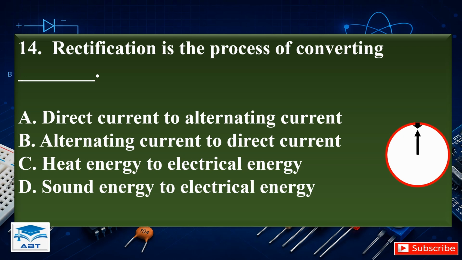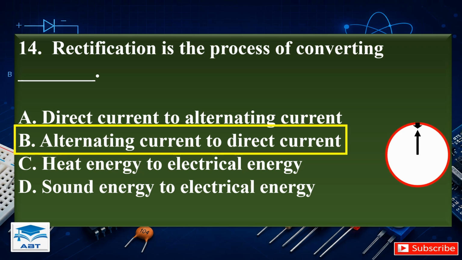14. Rectification is the process of converting A. Direct current to alternating current. B. Alternating current to direct current. C. Heat energy to electrical energy. D. Sound energy to electrical energy. The answer is B. Alternating current to direct current.